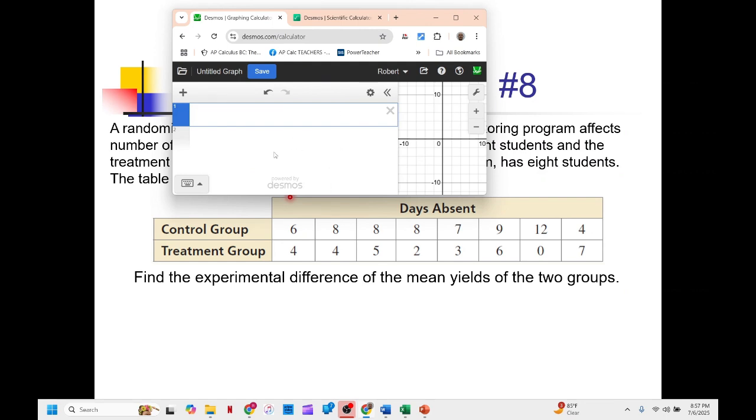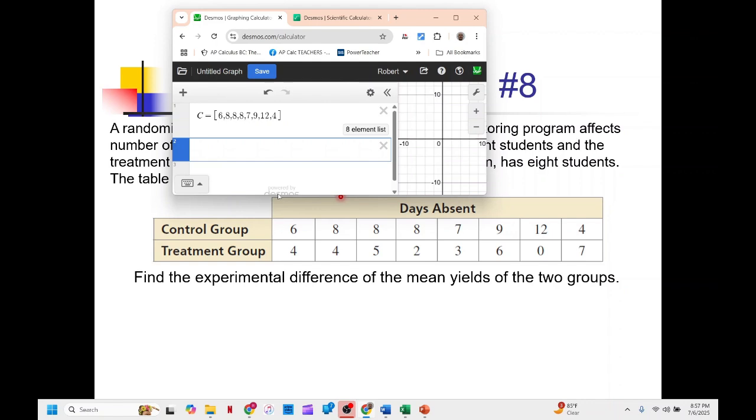So again, if you're going to make a list, it's a good idea to name it. So I'll use C for the control group, and I'll say C equals, and now I need brackets, and I just put in my values with commas. So we got 6, 8, 8, 8, 7, 9, 12, ooh, that's a lot, and 4. All right, so that's my control group. My treatment group I'll call T, and I'll do the same kind of deal with brackets. So 4, 4, 5, 2, 3, 6, 0, and 7.